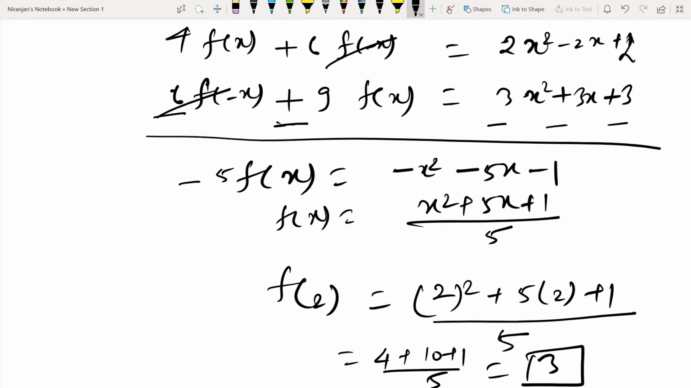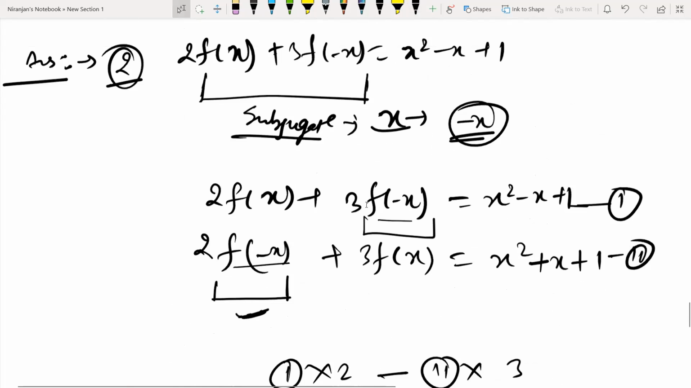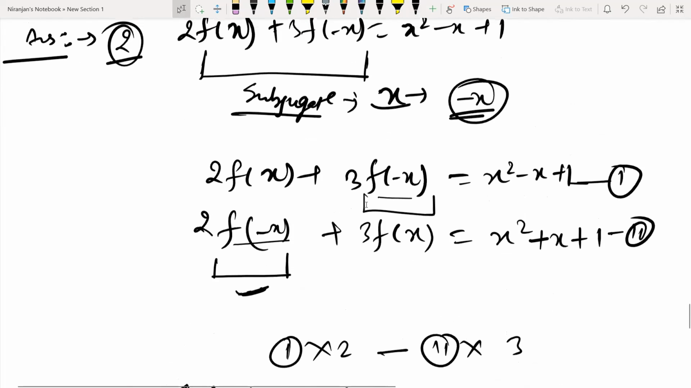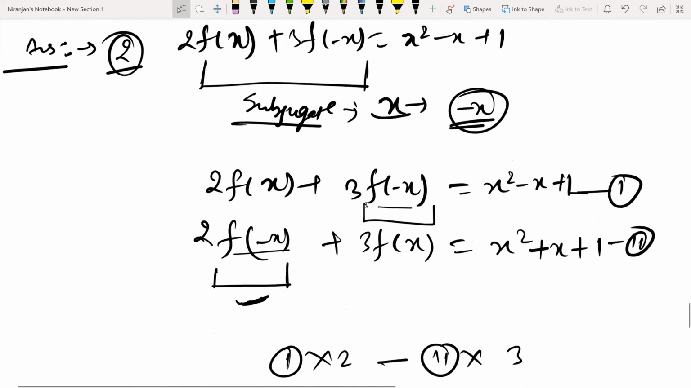How simple was this? So Mansi was right. Great job. Any doubt in this one? Or anyone got the same answer? Was I too fast? Come on, guys, tell me.